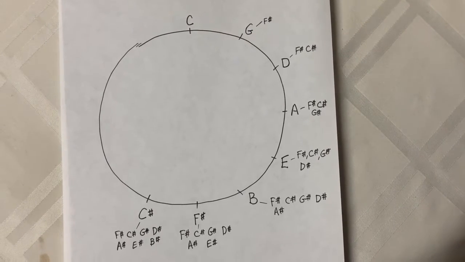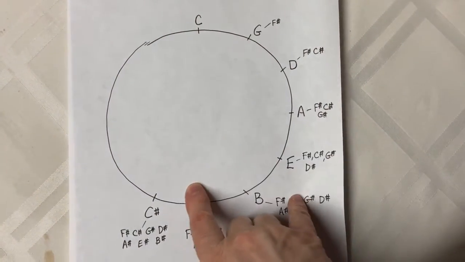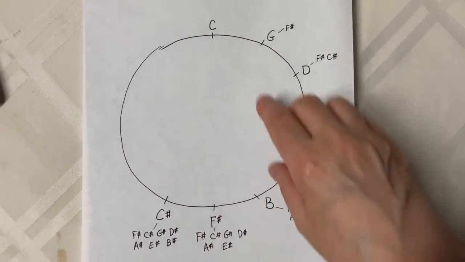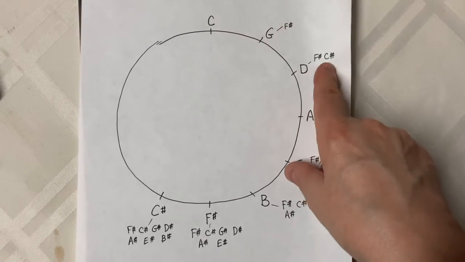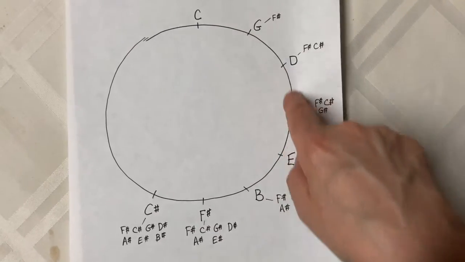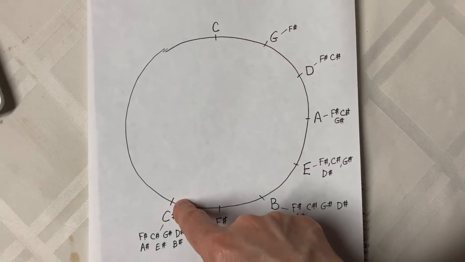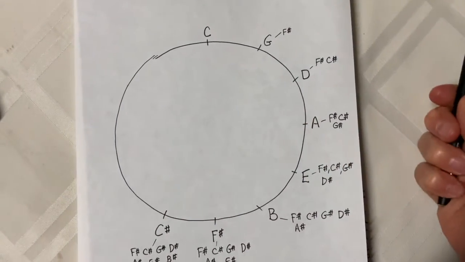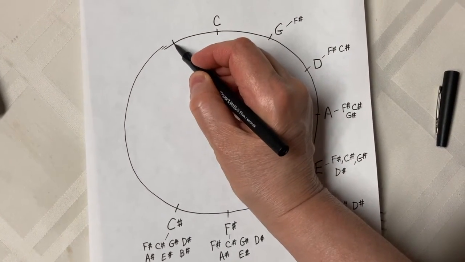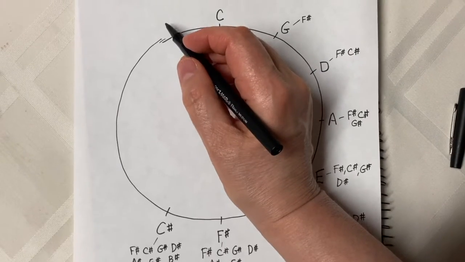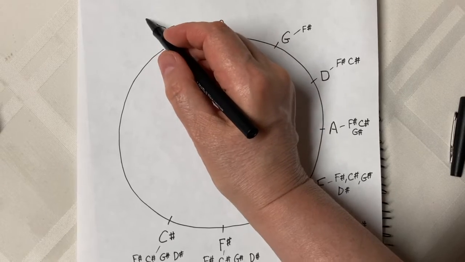Now let's look at the flat keys, which will be going around this way. And we no longer will have the clock analogy of 1 o'clock, 1 sharp, 2 o'clock, 2 sharps. That only works around the sharp keys for up to 7 sharps, all the sharps. 1 flat is the key of F. And the key of F has B flat in it.